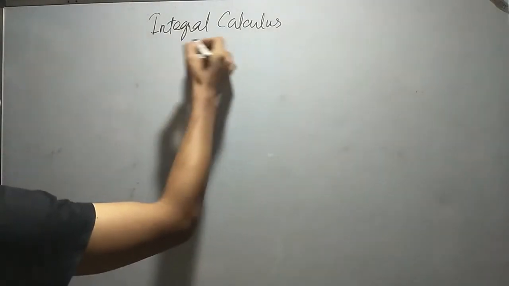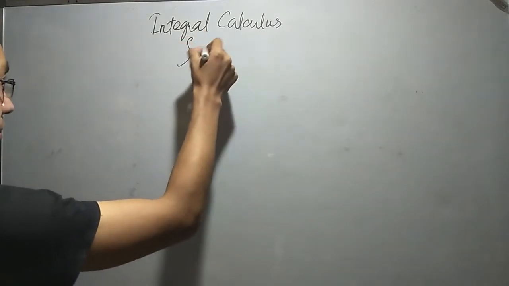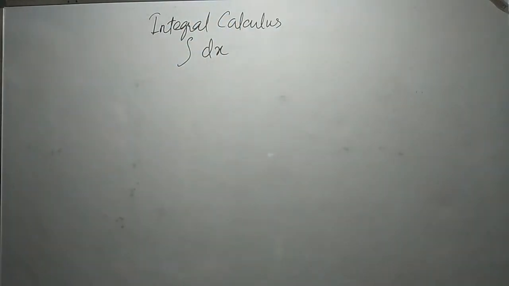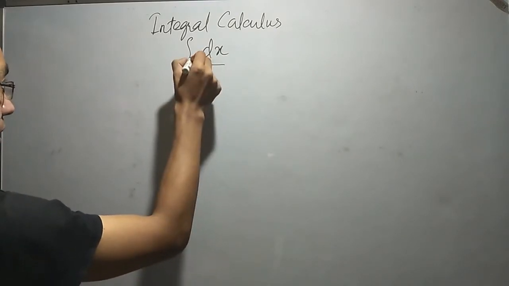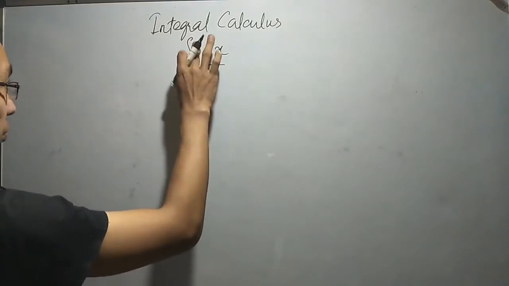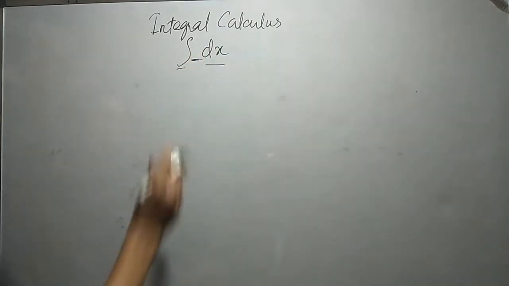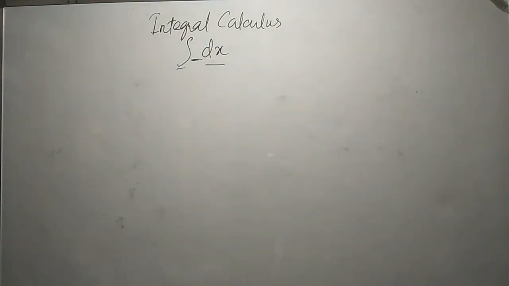So for integral calculus, we represent it by this symbol. Okay, now between this symbol and dx, there is a function that we're going to put. We put a function which we have to integrate. There are two types of integral calculus. The first one is called the indefinite integral. The second type is called the definite integral.